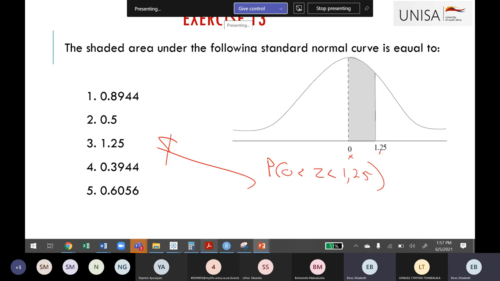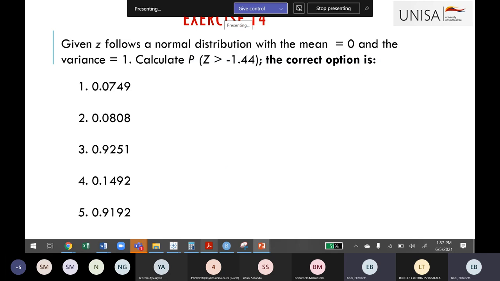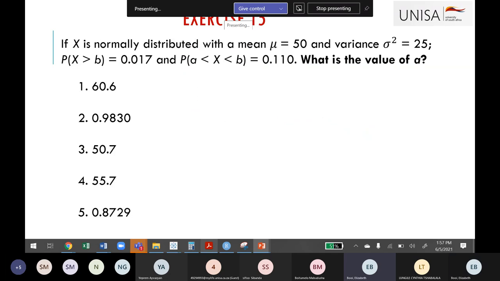Because they say, find the area under the curve. And they give you the two Z values. This one, straightforward as well. They give you the Z value. They're asking you to find the probability. Go to the table. You will say 1 minus the probability of Z less than minus 1.44 on the table. This one is a little bit more complex, but it's not as complex as you think. It's actually straightforward.